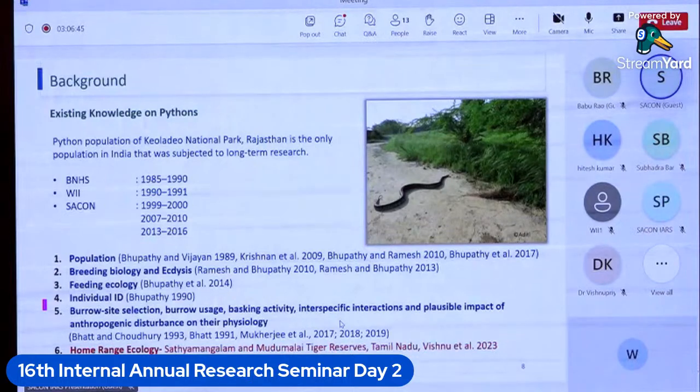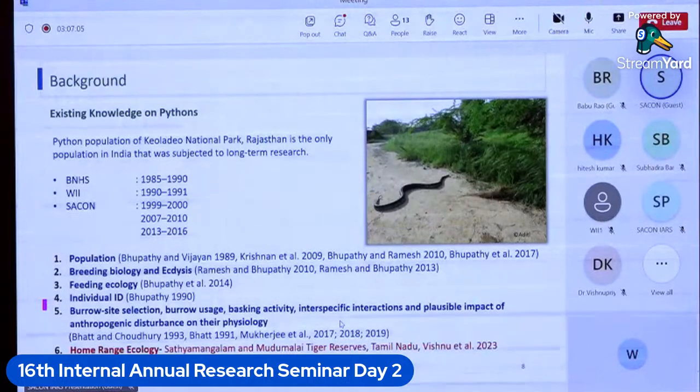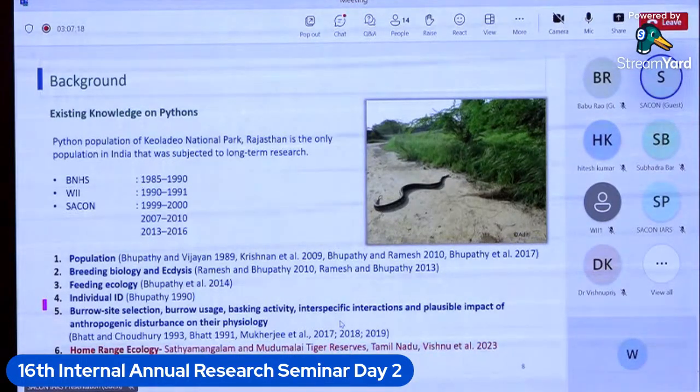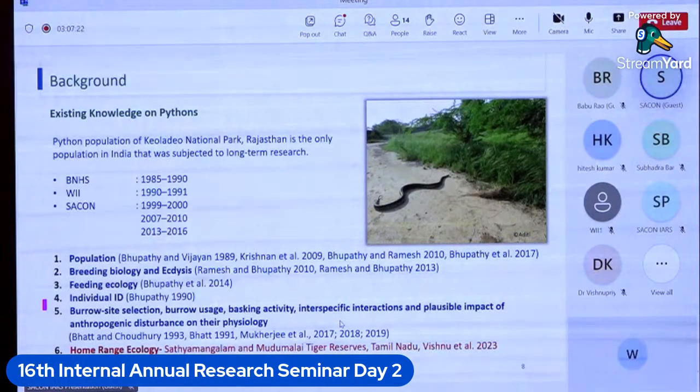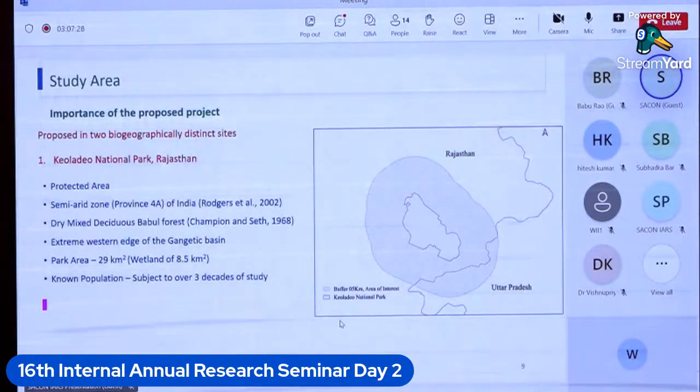Pythons have been extensively studied in one national park, Keoladeo National Park in Rajasthan, where the population is more like a closed population subjected to very long-term research. Population, breeding biology, and several other things have been studied. Apart from this population, recently a team from WII also carried out home-range ecology at Sathyamangalam Tiger Reserve, using an invasive approach, in which they tagged 14 individuals. Coming to a difference from this, I am trying to use non-invasive techniques and develop how we can use them properly.